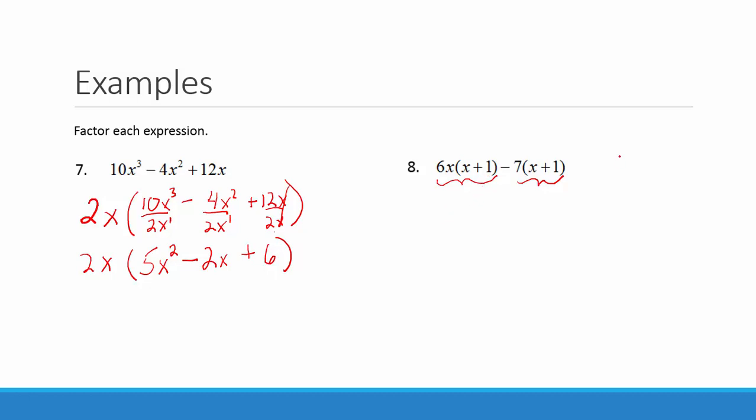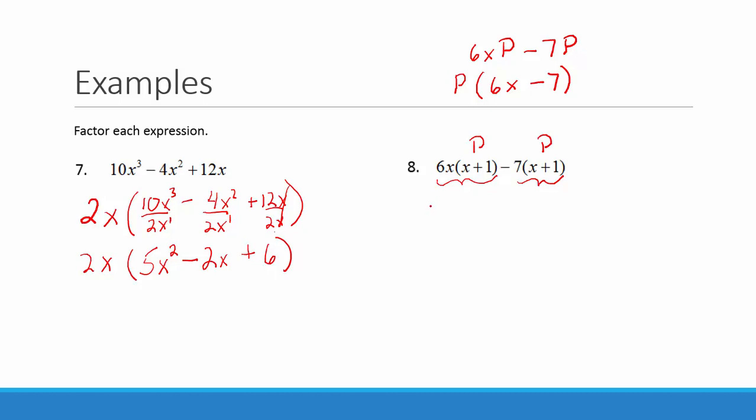So what I want you to see is that this is similar to this problem, 6xp minus 7p. Now if we were going to factor this, we would notice that both terms have a p in them. And we could factor the p out, and we're left with 6x minus 7. I want you to view this x plus 1 as what we just called p.